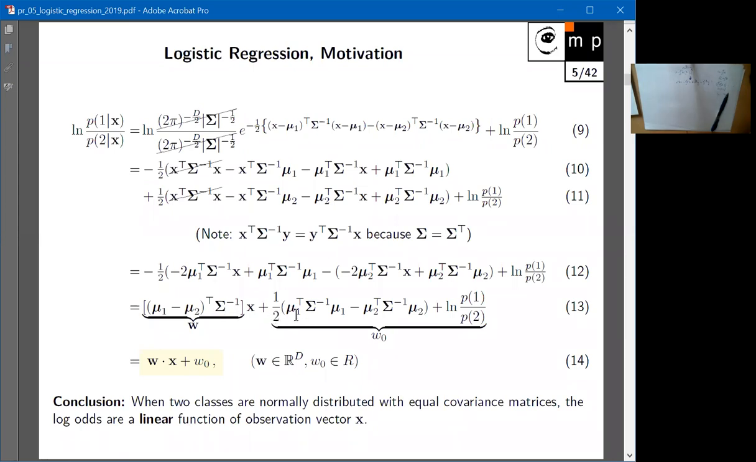And this part of the product, mu1 transpose sigma minus 1 and mu1, this is a vector times vector. It's sort of like a generalized scalar product. You can first multiply the thing on the right and so on. So this is just a constant. And in the end, surprise, surprise, the log odds for these two Gaussian distributions with different means and same covariance matrix is a linear function.